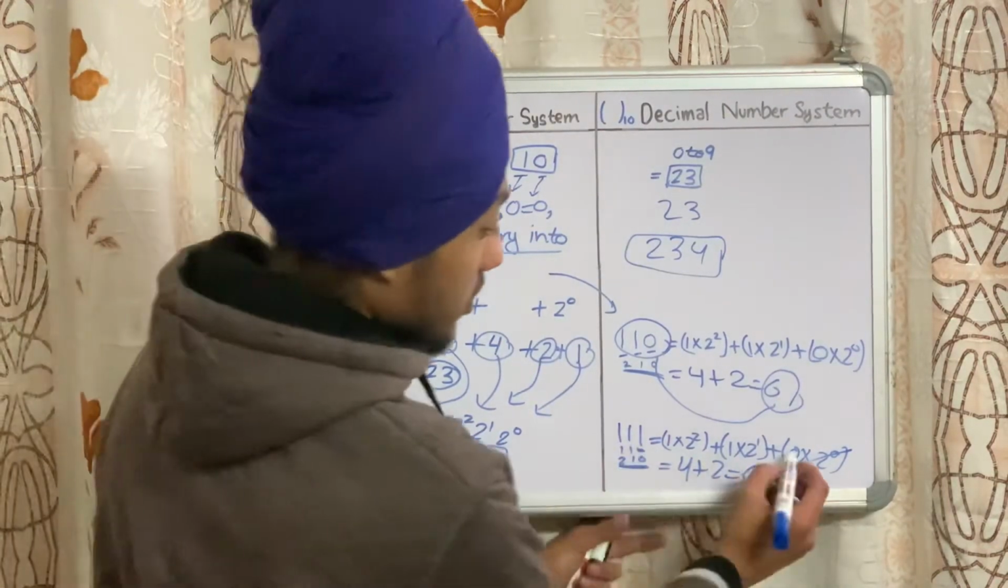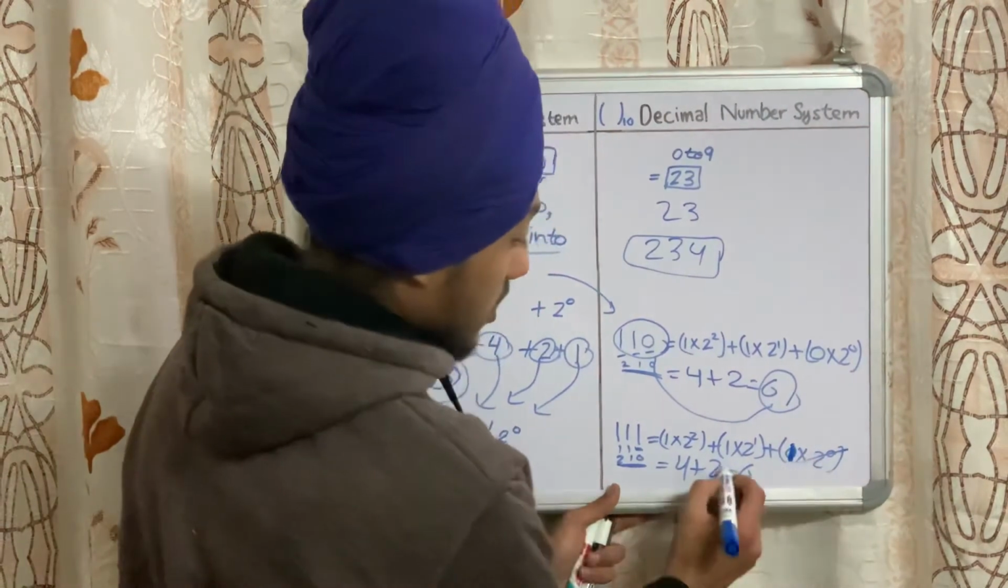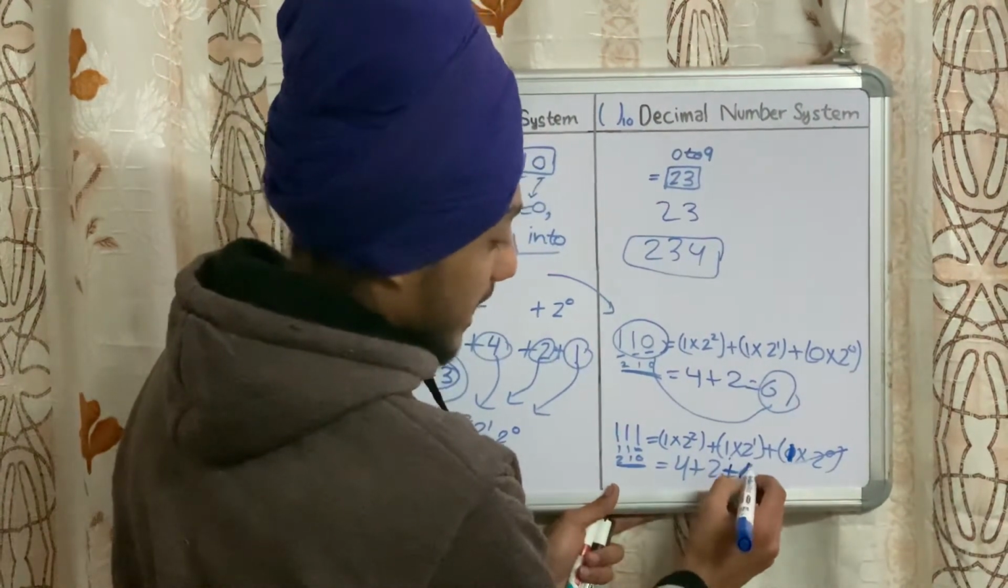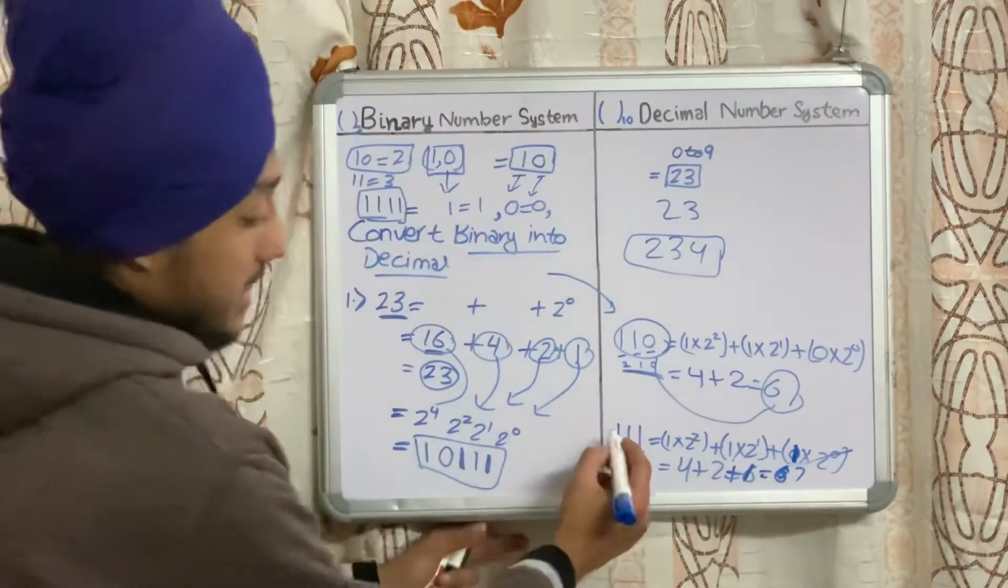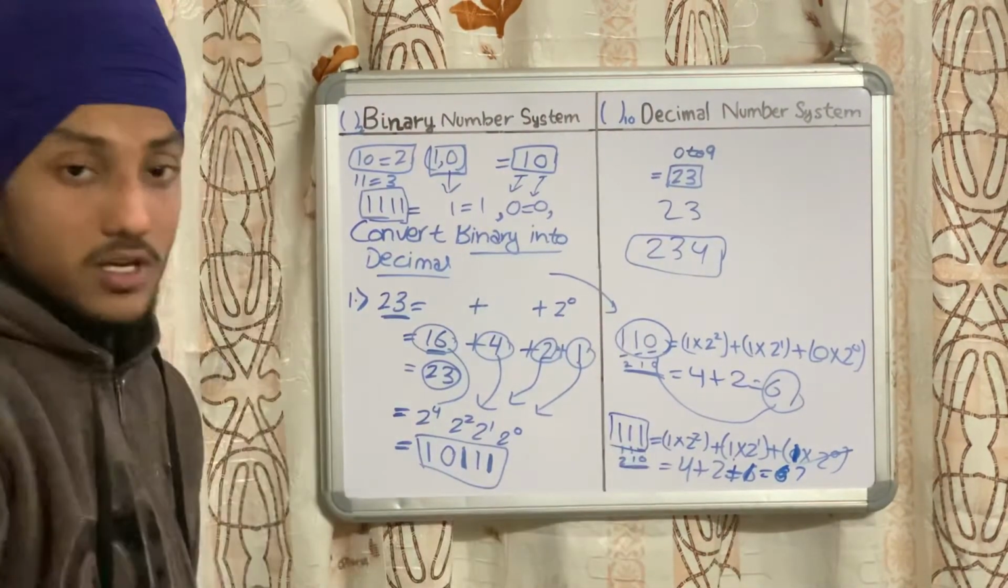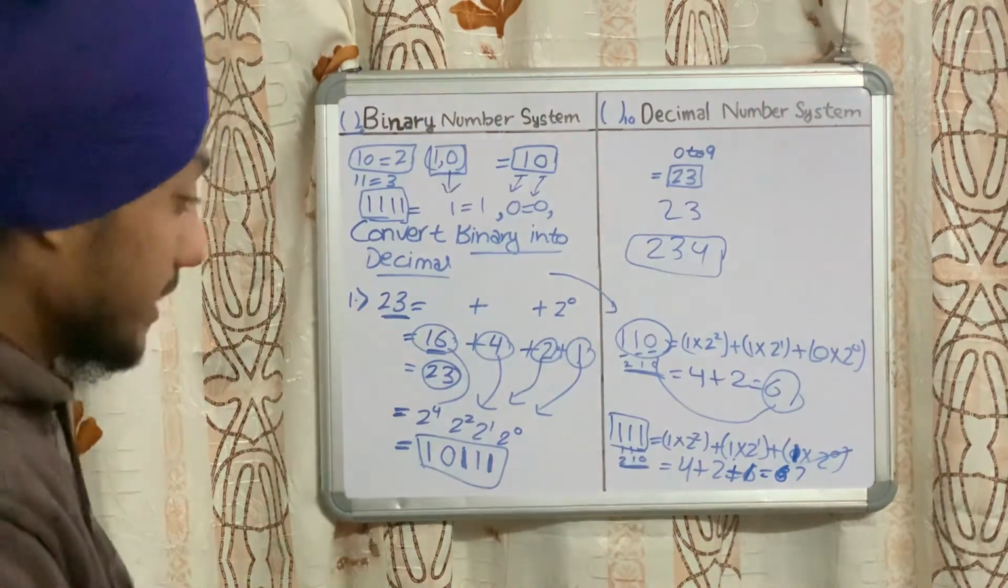Here we have not 0, here we have done with 1. So we are going to write here 1. So that's how we get our maximum of it, which is 7. So that's how we are going to use it.